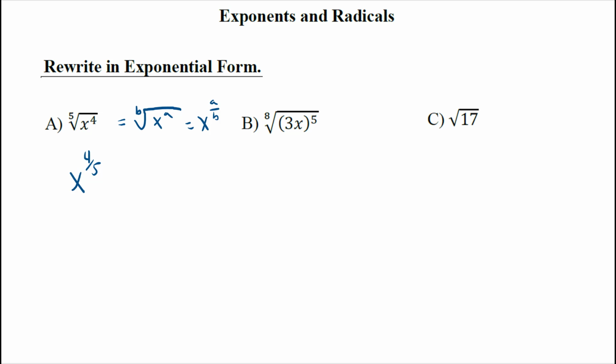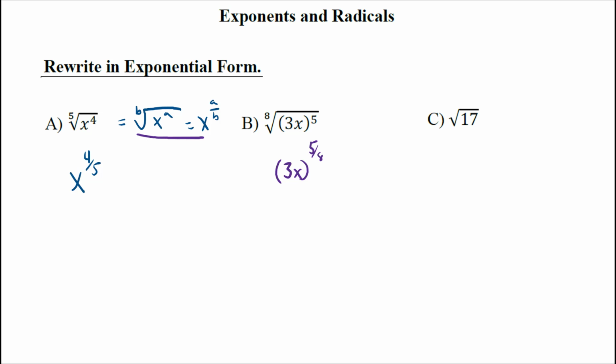With this one, again, the same process here. I'm not asking for anything extra here. We just wanted to put it in an exponential form. So we follow the same plan that I just described, and we should simply get 3x, all in parentheses, raised to the exponent of 5 over 8.